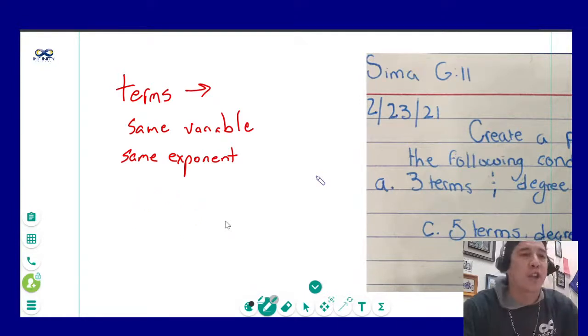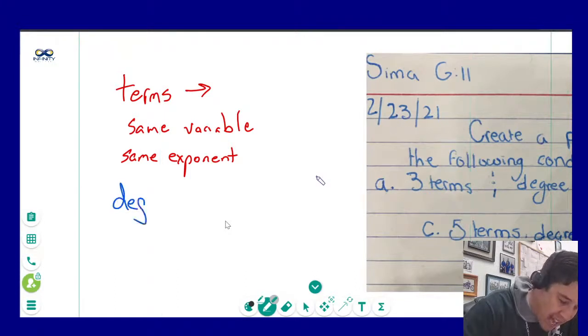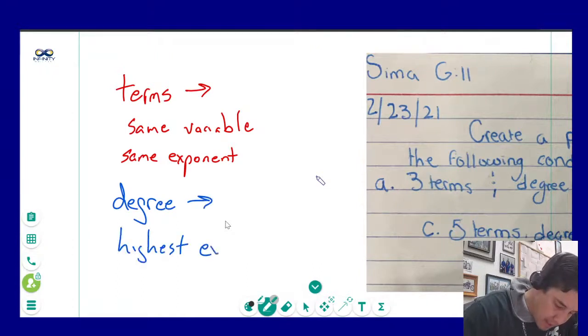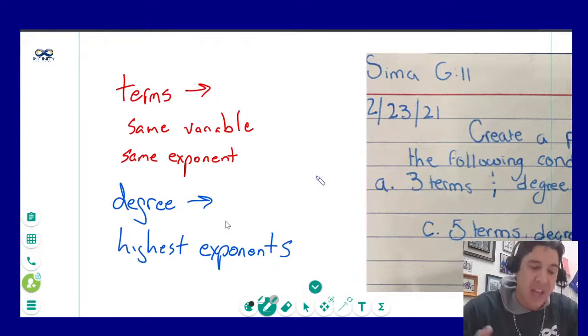So the first question is 3 terms and degree 5. The degree of a polynomial is simply the highest exponent. And you should know that we like to put the biggest exponents at the front of the expression and the smallest exponents or the constant at the end of the expression. The only reason we do this is to stay organized, and it makes it really easy for us to see what the degree of the polynomial is. So if it's going to be a degree 5 polynomial, that means the biggest exponent is going to be 5.